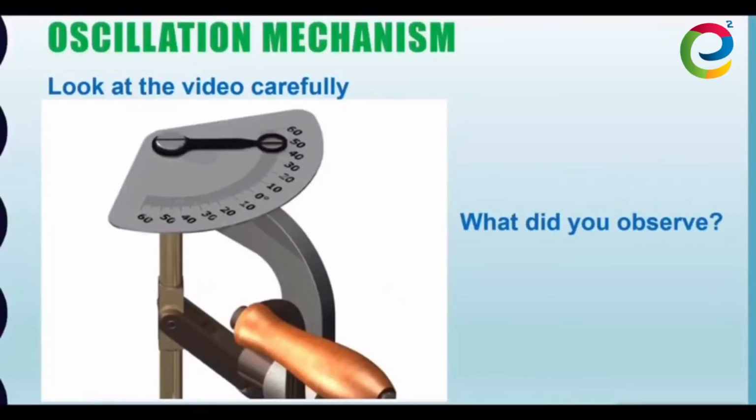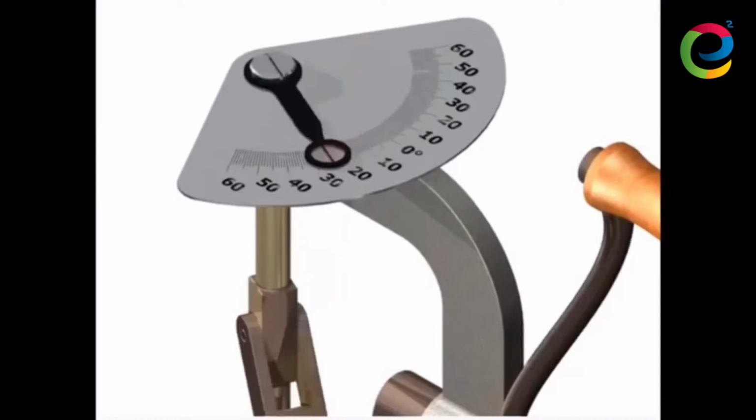Now that we've understood what is pendulum swing and what is an oscillation, scientists have actually taken this and invented a mechanism. This mechanism is called the oscillation mechanism. Let's watch another video to understand more about how this contraption actually works.